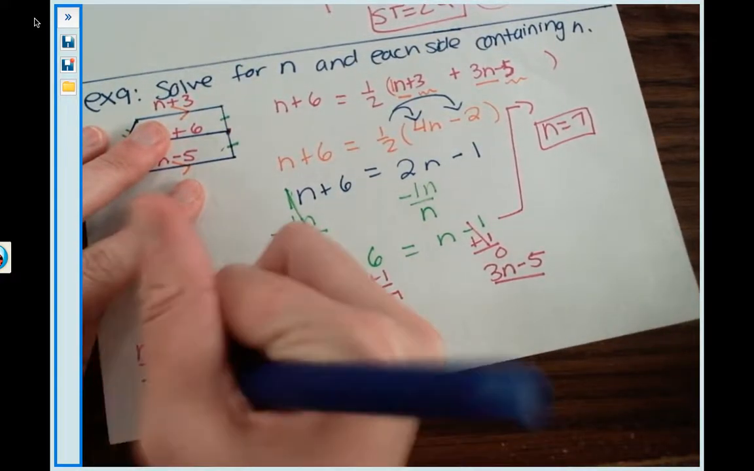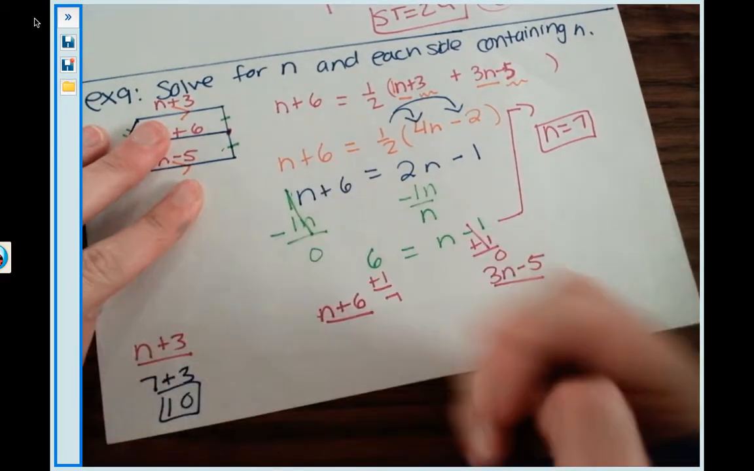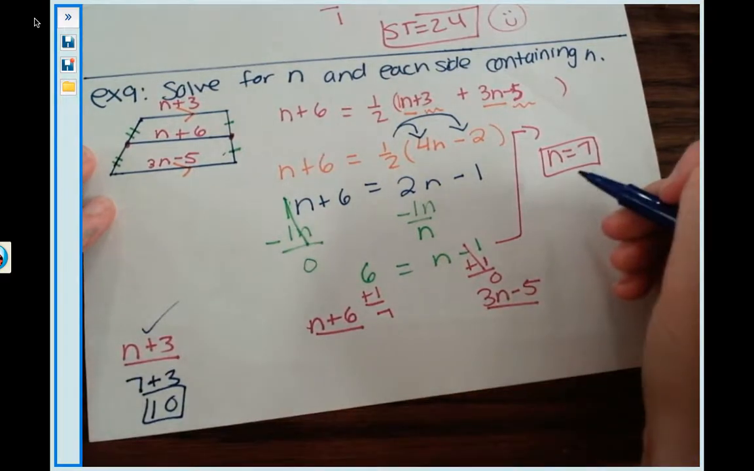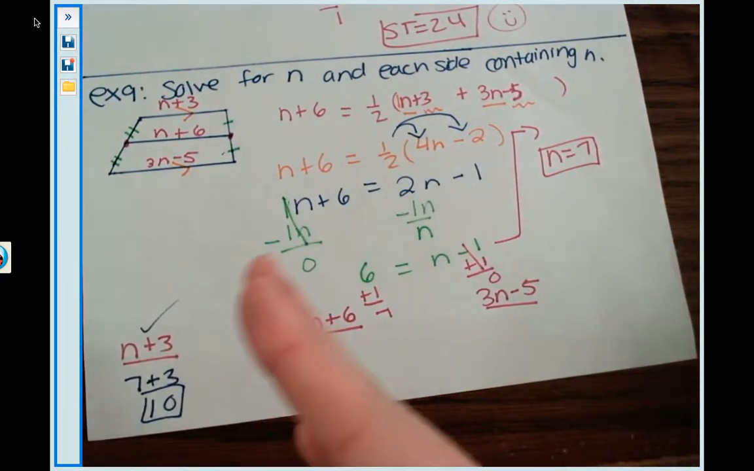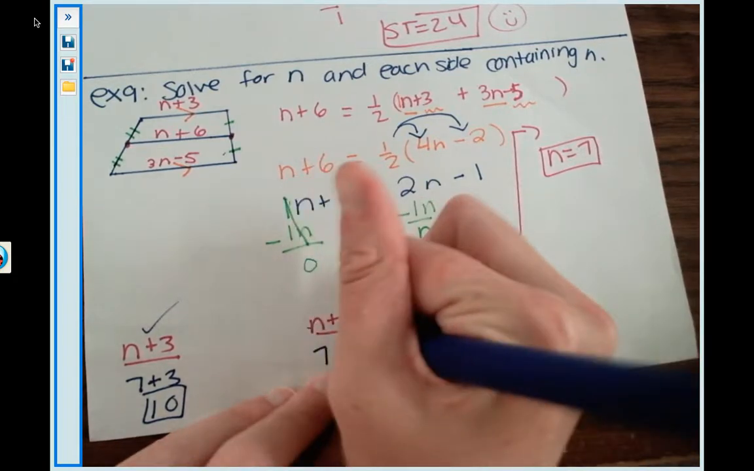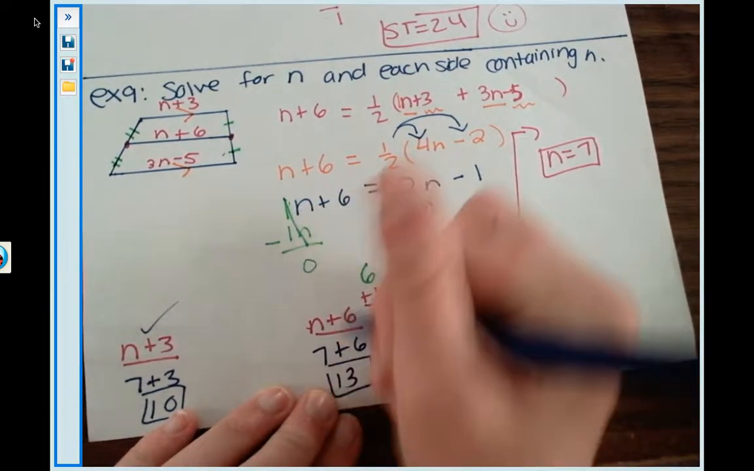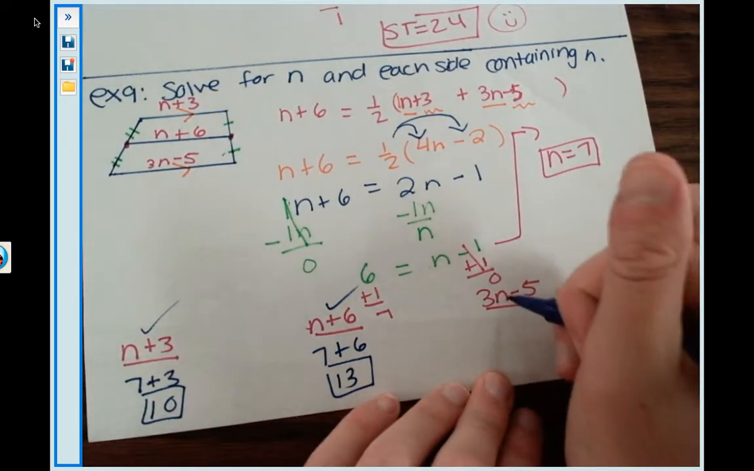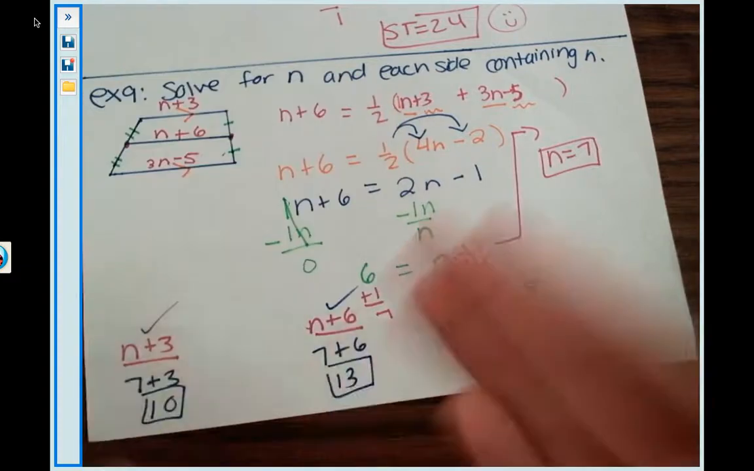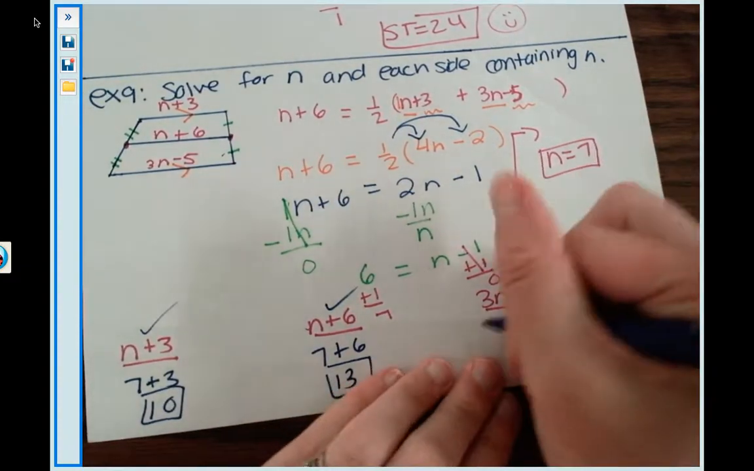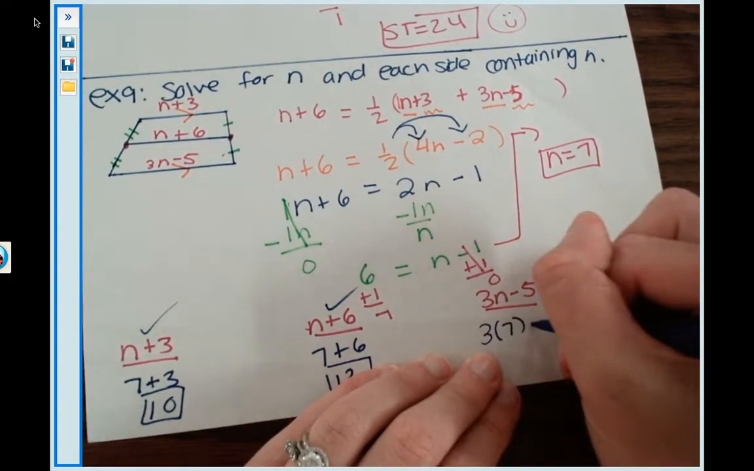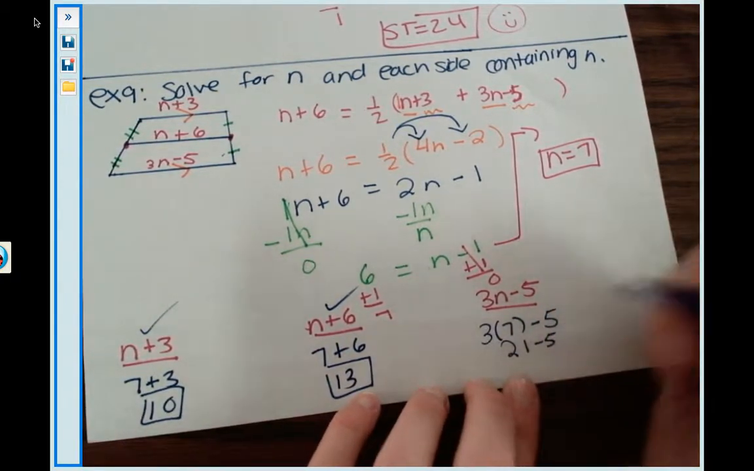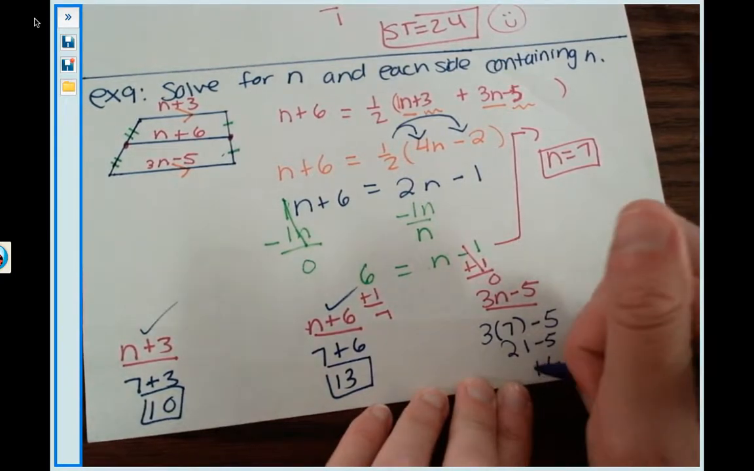So 7 plus 3 will give me 10. So bam, I know one of my sides. All right, my next side, I spot an n, so it's going to transform into a 7. And 7 plus 6 is 13. Bam, I've got another one of my sides done. And lastly, I spot another n, so that n is going to transform into a 7. So 3 times 7 minus 5. All right, 3 times 7 is 21, and 21 minus 5 will give me 16.